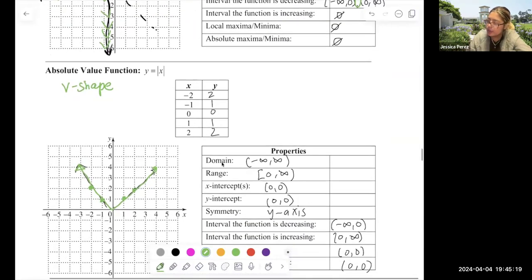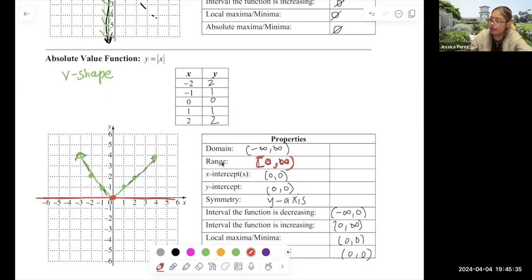So for this one, the domain is all real numbers. You're allowed to be anything from left to right. Now be careful, because the range is the lowest point. The lowest point is at 0, so the range is 0 to infinity. My x-intercept is at (0, 0). My y-intercept is at (0, 0). This is symmetric towards the y-axis. Why? Well, because it's even. This is an even function, so that's symmetric towards the y-axis.